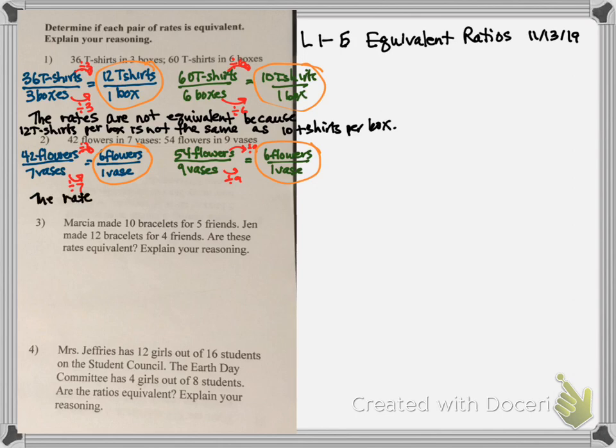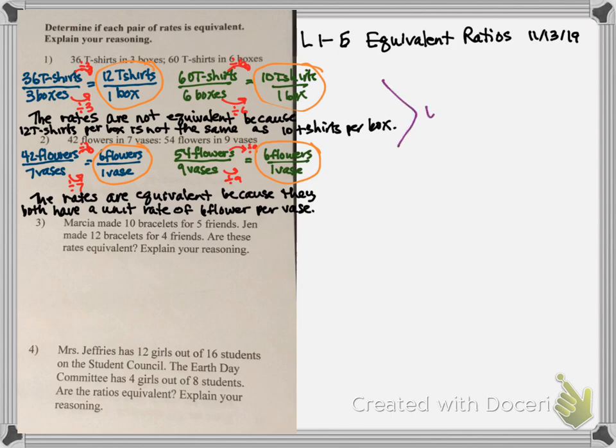The rates are equivalent because they both have a unit rate of 6 flowers per vase. Okay? So in both of these cases, we had unit rates that work. So both of these used unit rates. And I chose that because I knew the denominators went evenly into the numerators. Okay, so let's look at the next one.